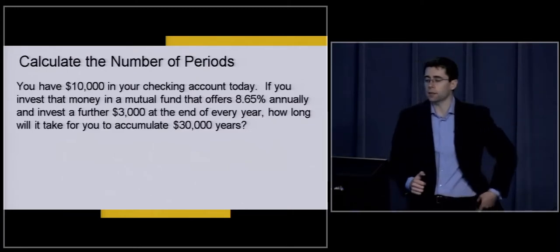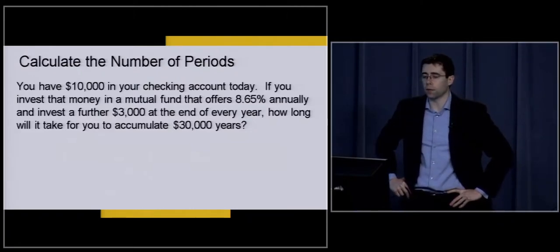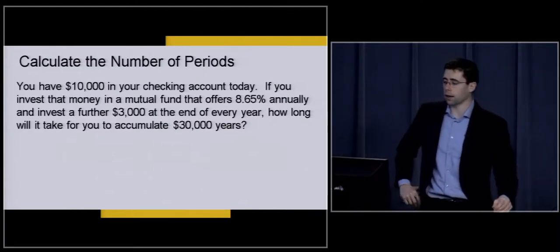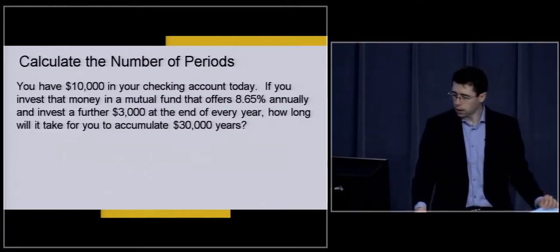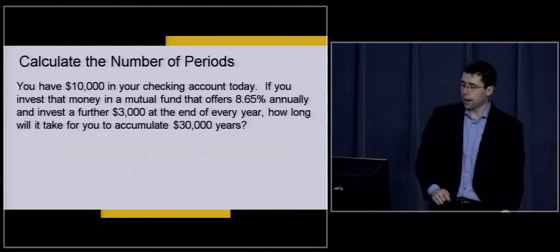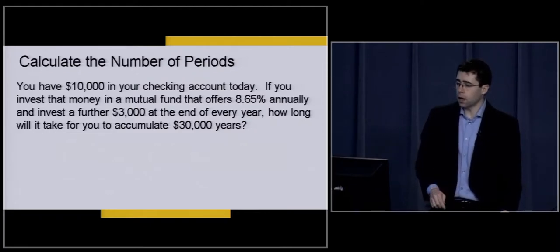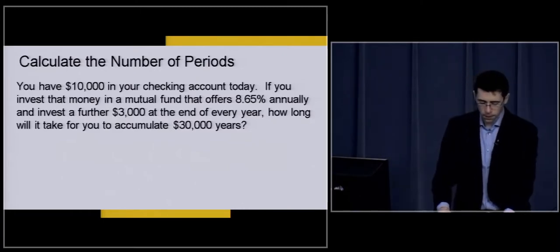You have $10,000 in your checking account today. If you invest that money in a mutual fund that offers 8.65% annually and invest a further $3,000 at the end of every year, how long will it take for you to accumulate $30,000? All right, so I'm going to draw this out on our timeline of cash flows, just so you can see what exactly we're doing on pen and paper.